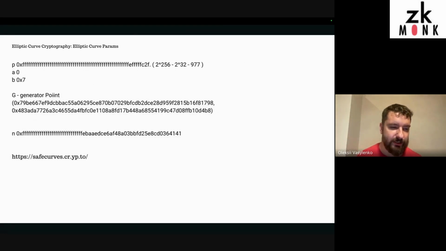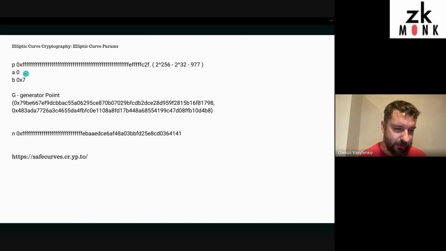Let's look at the parameters of the elliptic curve. First is the order of the curve. It means that the max value of the coordinates x and y might be this value minus 1. I'm speaking about the Bitcoin curve because it's the most widespread and easy to find information on and easy to test, rather than speaking more specifically about zero knowledge.